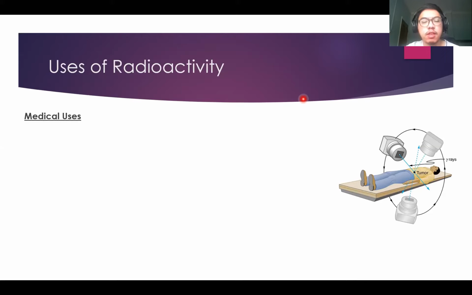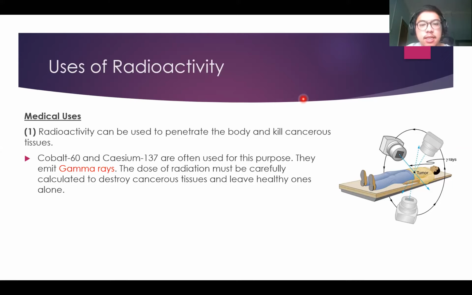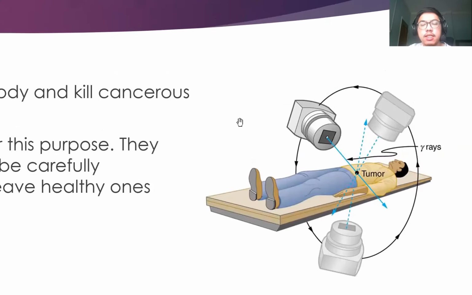Radiation is most often used in medicine and industry. So we're going to look at the medicine sector first, and how radiation is used in medicine. The first use is we can use radiation to kill cancerous cells. Cobalt-60 and cesium-137 are often used for this purpose. They emit gamma rays. The dose of radiation must be carefully calculated to destroy cancerous tissues and leave healthy ones alone. So you can see in this picture here, this is how they actually kill cancerous cells.